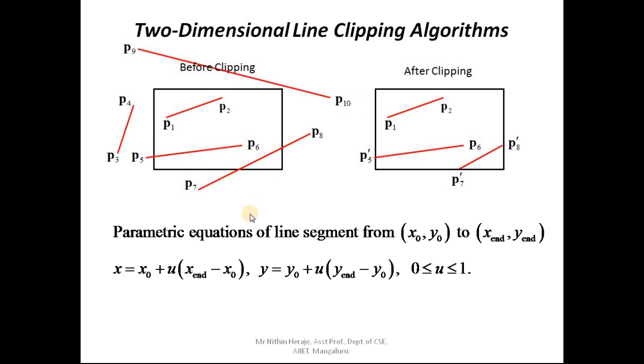The parametric equations of a line segment from (x0, y0) to (xend, yend) are x equal to x0 plus u times (xend minus x0), and y equal to y0 plus u times (yend minus y0), where u is between 0 and 1. So this is about line clipping.